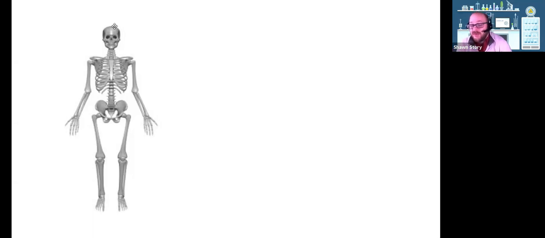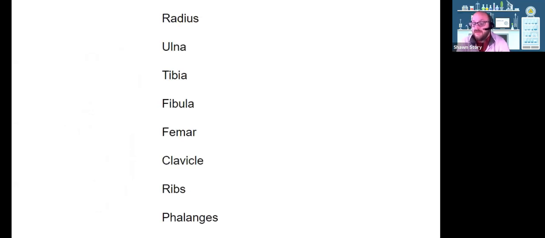The reason I add plus is that some adults, like after you have broken bones, can technically have more bones, because if it's broken, especially in fingers or small areas, you now have 2 bones, kind of. And so 206 plus, but 206 is what the average adult has. And here are some of our big popular bones. We have radius, ulna, tibia, fibula, femur, clavicle, ribs, and phalanges.